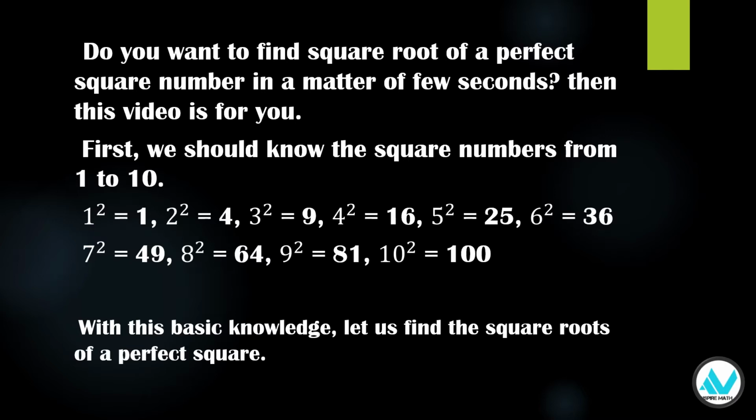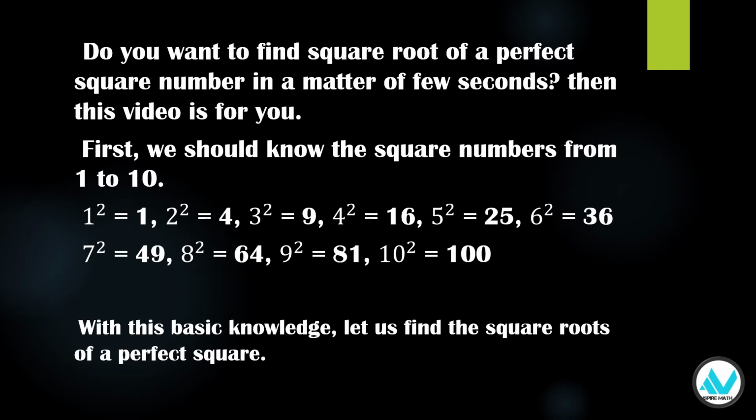Now for this, we need to know the square numbers from 1 to 10. Now 1 square is nothing but 1, 2 square is 4, 3 square is 9, 4 square is 16, 5 square is 25 and so on, 9 square is 81 and 10 square is 100. This I should know by heart.